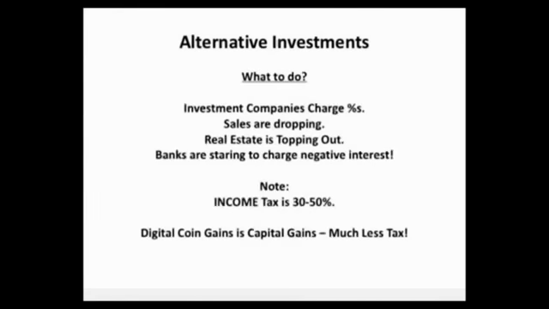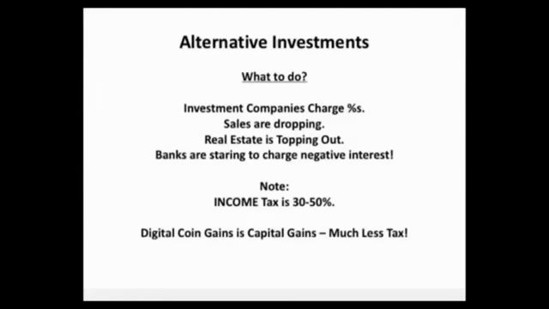So the next slide is, what are we going to do about it? The investment companies are charging percents on investment. T. Rowe Price, Edward Jones, up to 2%. Fidelity. Retail sales are dropping. Macy's is closing a whole bunch of stores. Real estate is topping out. And banks are starting to charge negative interest. That means if you have an account at a bank with, say, $10,000 and do nothing, they're going to start charging you 3 or 4% just to have money in their bank.